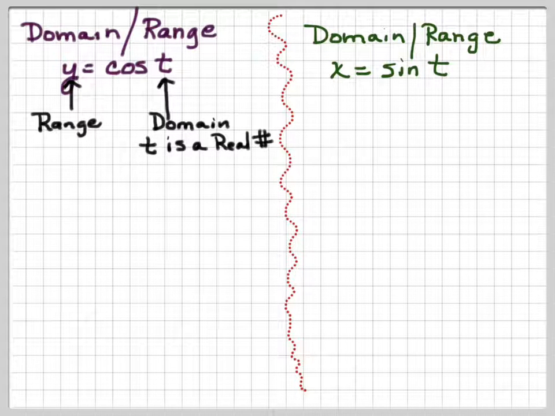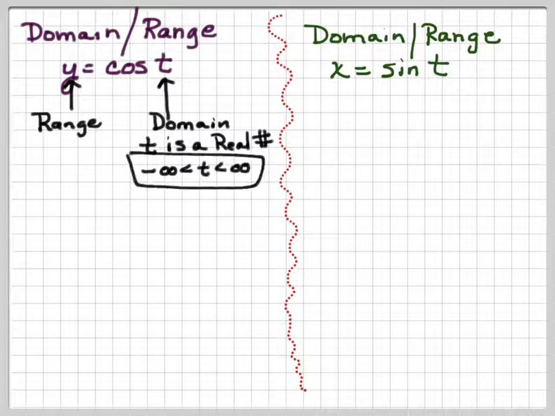T can be any real number. So we say that t lies between negative infinity and positive infinity. And notice that my less than sign does not include equal, because we can't include negative or positive infinity because we can never reach it.